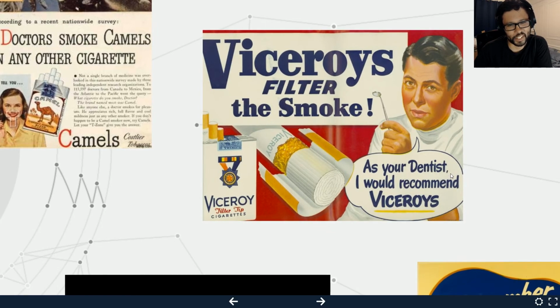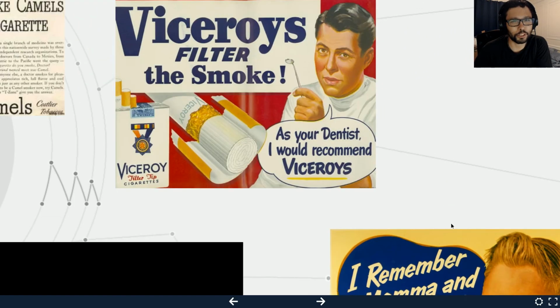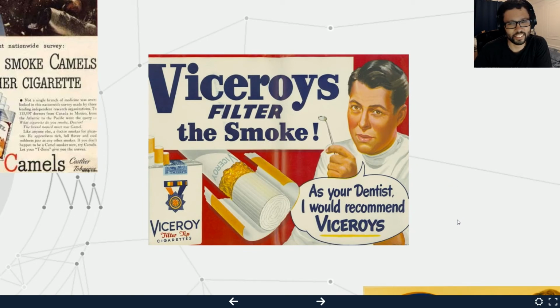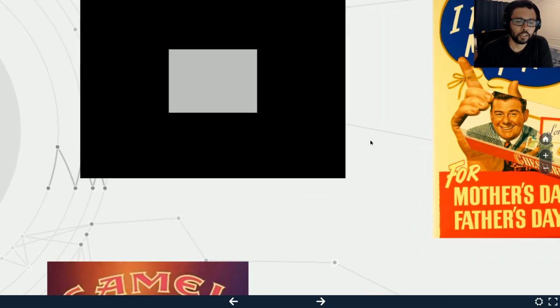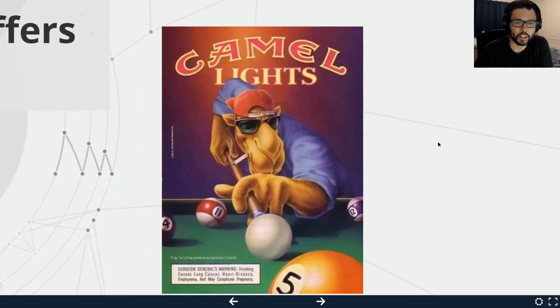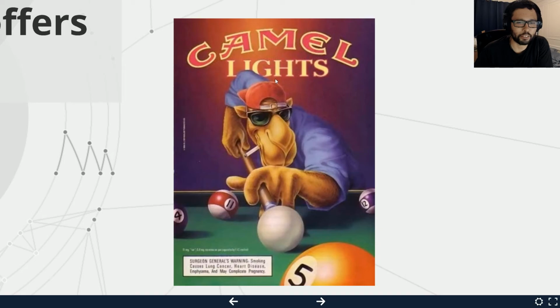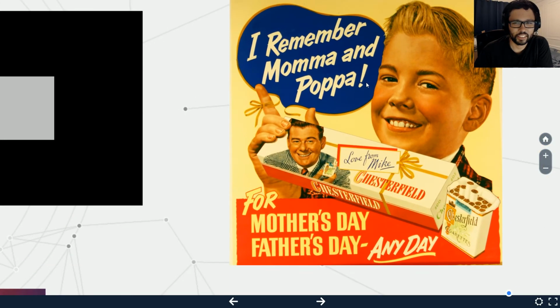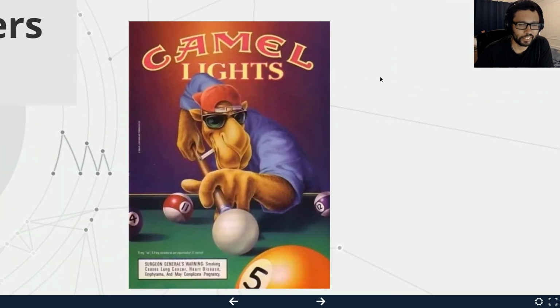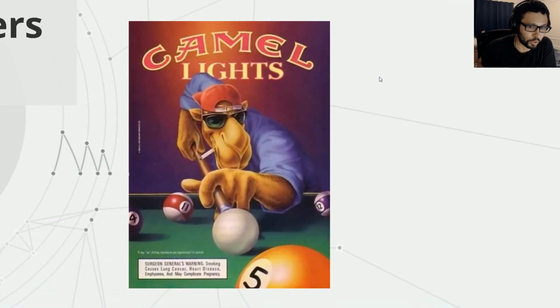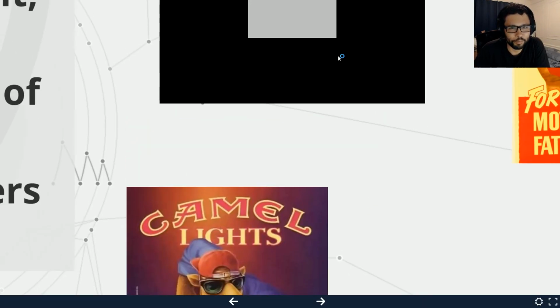Here's your dentist recommending that you smoke cigarettes because it has a filter, and that makes it better for you, says the dentist. An unnamed dentist and an unnamed cartoon dentist says that you should be smoking cigarettes. Not only do they do this sort of false advertising about the health of the cigarettes, but they also do this advertising to children, right? So here's Joe Camel, here's the kid buying cigarettes for mom and papa, and then Joe Camel advertising to children that cigarettes are cool, right? So you hook them young, and you keep them for a long period of time. That's how you make money off of them.